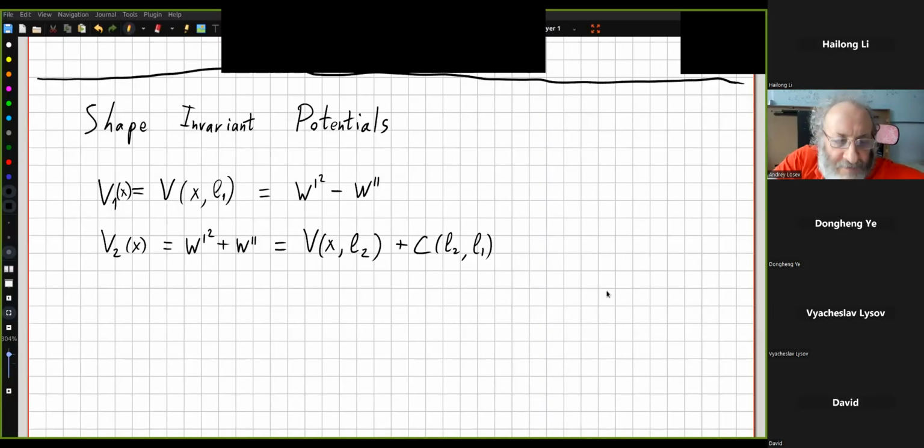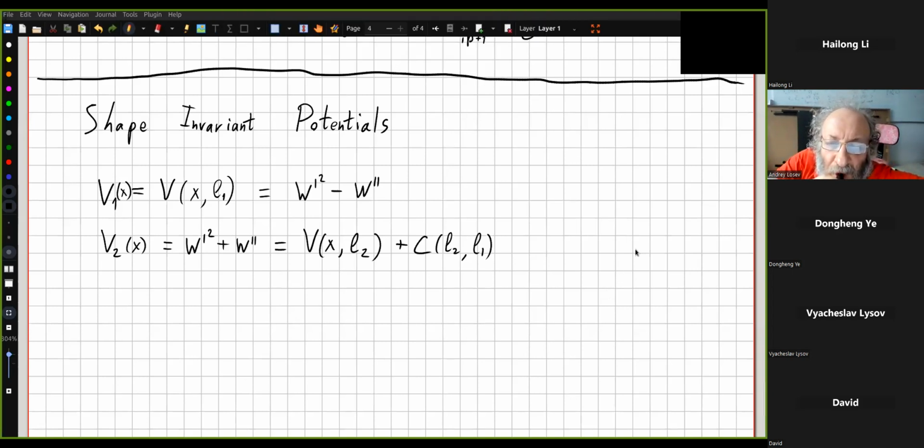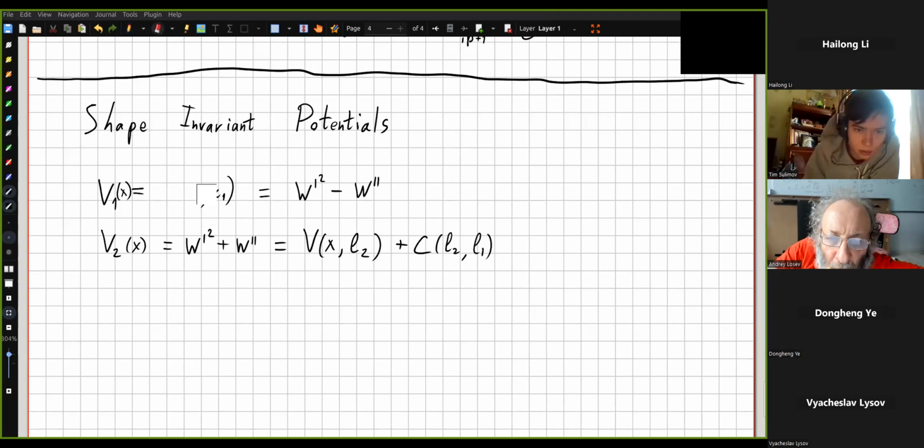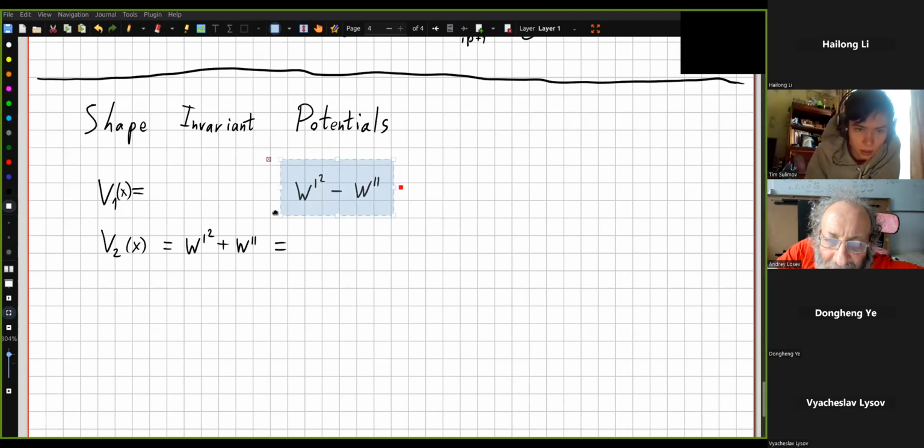So let's continue, I guess. Yes, let's continue. Yeah, now here, these formulas should be corrected a little bit. It's not what I mean.